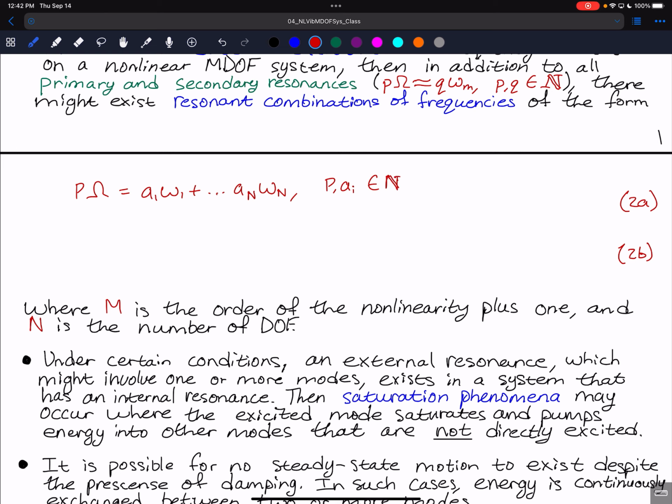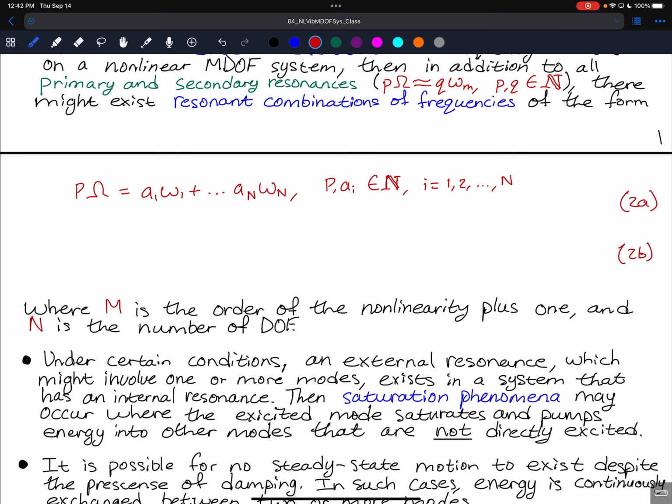And here P and A_n belong to the set of natural numbers, so your typical counting numbers or integers, not including 0. And this is then true for n equals 1, 2, all the way up to N, where N is, in this case, the number of modes that are acting in this resonant combination of frequencies.